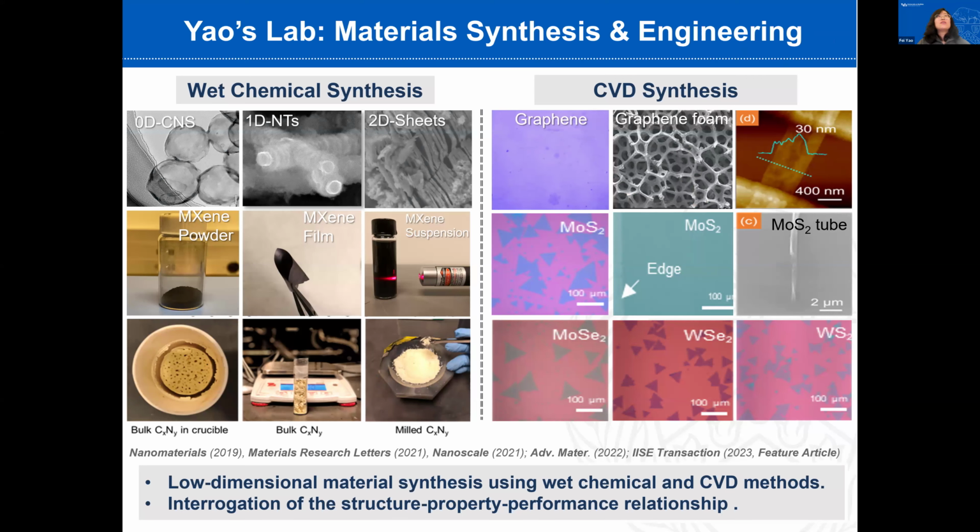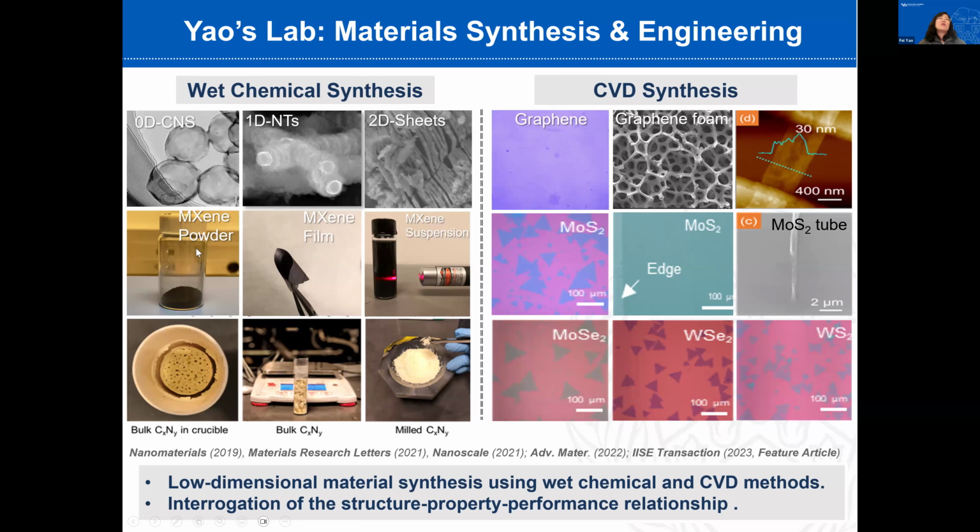So I'd like to give a quick introduction about my lab at UB. We're working on low-dimensional material synthesis, property engineering, and their applications. For the material synthesis, we use wet chemistry methods as well as chemical vapor deposition, the CVD method. In terms of solution-based synthesis, we can produce low-dimensional materials such as zero-dimensional hollow carbon nanospheres, one-dimensional nanotubes, actually this one is coated with silicon, and also 2D materials.